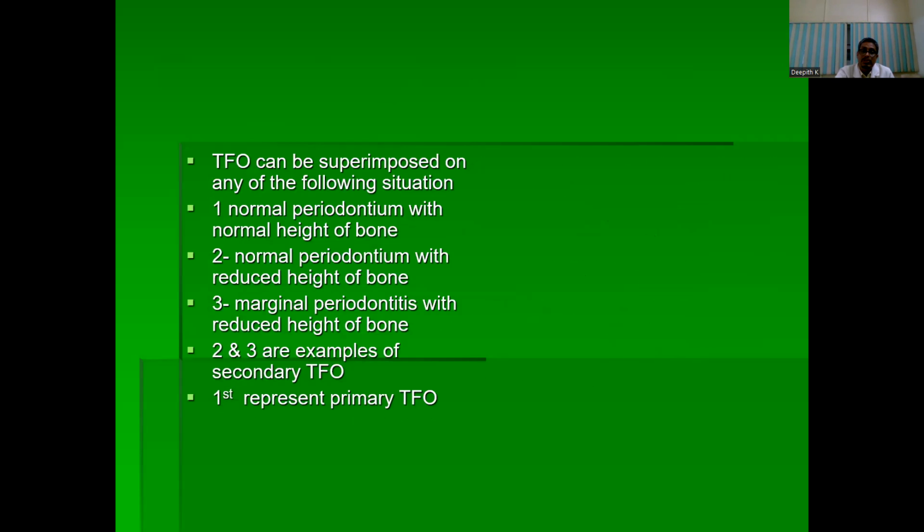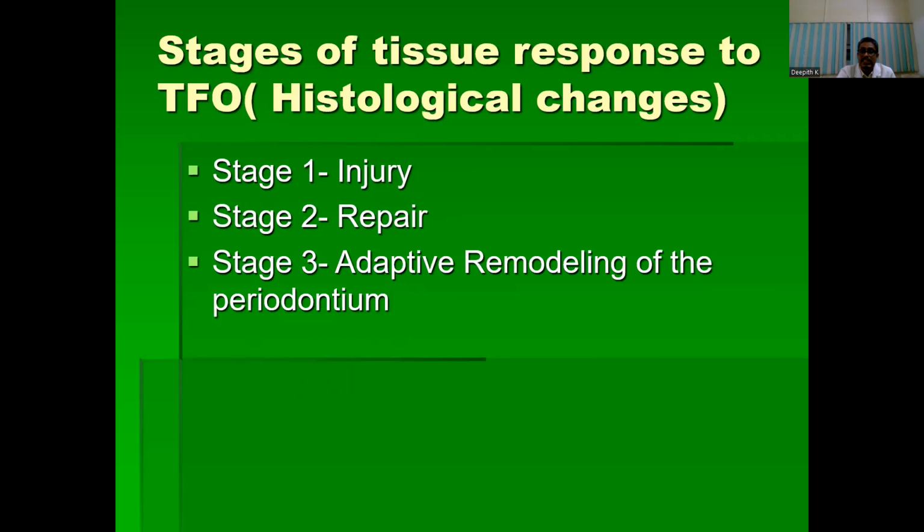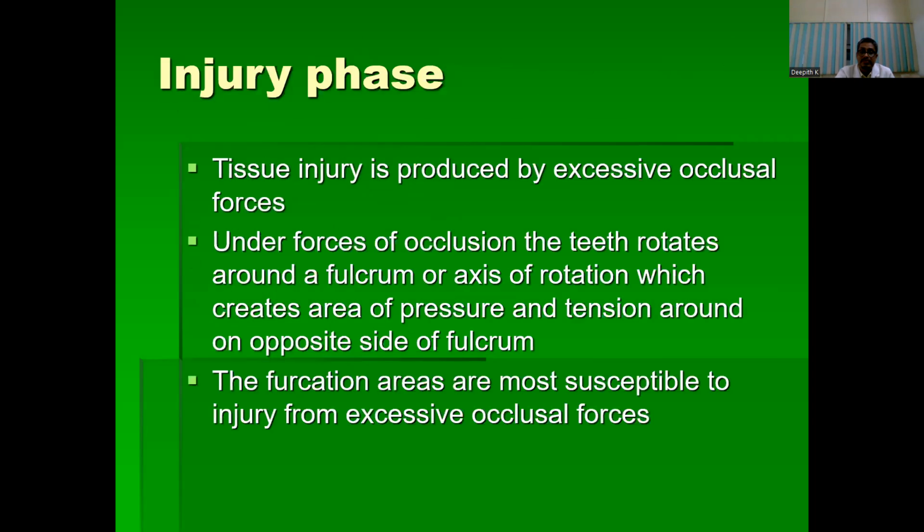This can be superimposed on situations with either a normal periodontium with the normal height of bone, a normal periodontium with the reduced height of bone, or marginal periodontitis with the reduced height of bone. The first one, I told you, whenever there is a proper periodontium with excessive force, it is termed primary trauma from occlusion. What are the stages of trauma from occlusion? Stage 1 is injury, stage 2 is repair, and stage 3 is the adaptive remodeling of the periodontium.